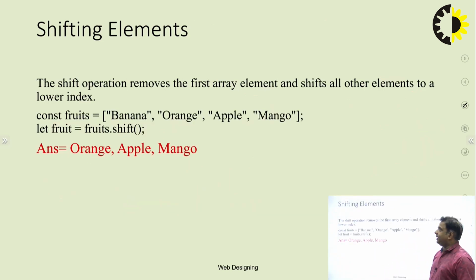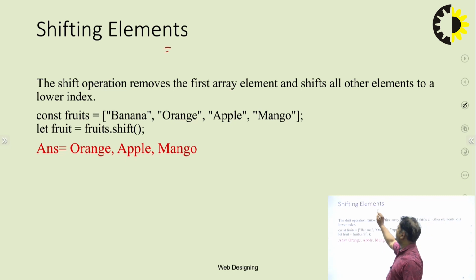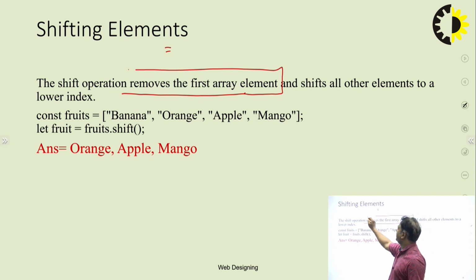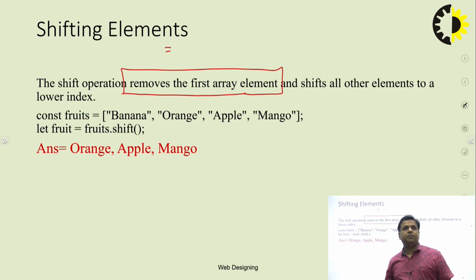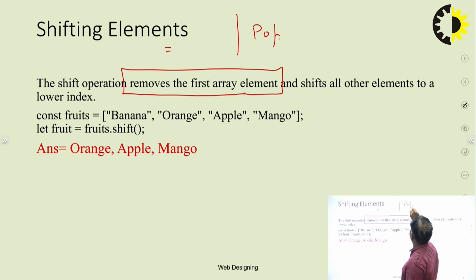Next is shifting elements in an array. The shift operation removes the first array element. So what is the comparison between the pop operation and the shift operation? Pop removes the last element of the array, while shift removes the first element of the array. If you want to remove the last element, use pop. If you want to remove the first element, use shift.